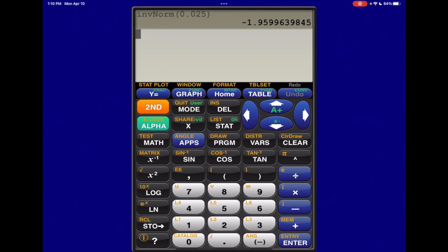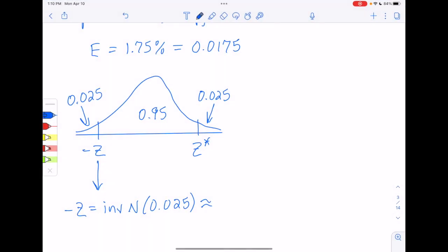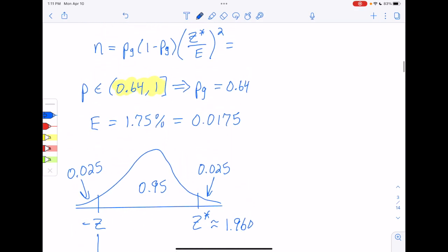1.9599639845, but we want to round that to exactly 3 decimal places. So that would be negative 1.959, but followed by a 9. So that 59, we have to round up to a 60. So negative 1.960, which means that the positive z star is positive 1.960. So now we have all the pieces we need for the formula.